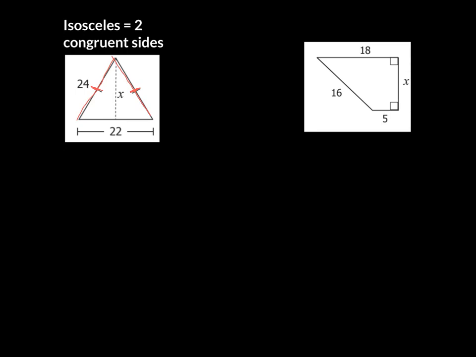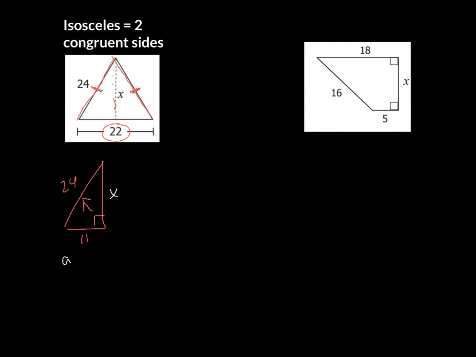Now, since that's an isosceles triangle, we have this dotted line going down the middle. What we have essentially is this. This is just the left side of that triangle. This is a right angle. This is 24. And since the whole length is 22, this is half of that, 11. Now I have the hypotenuse is right there. This is the unknown side.